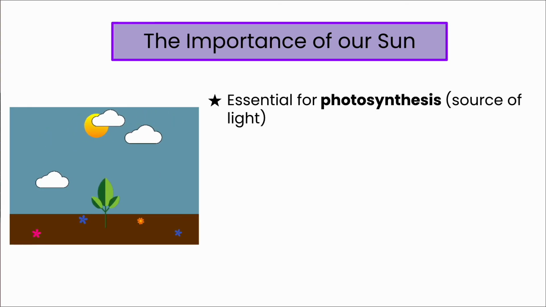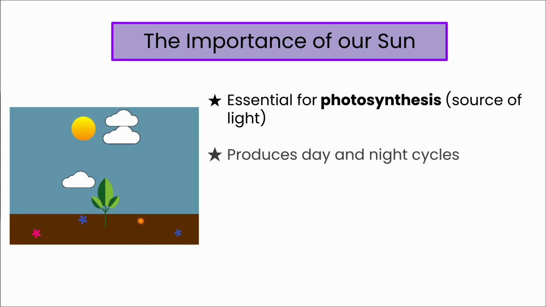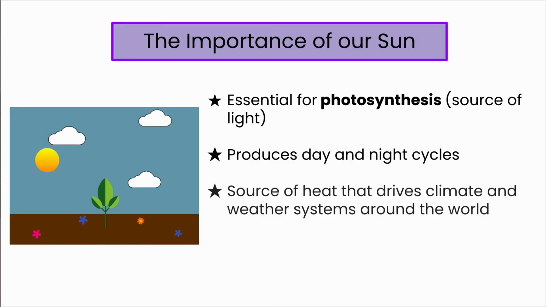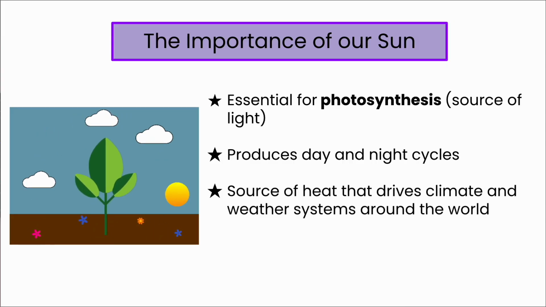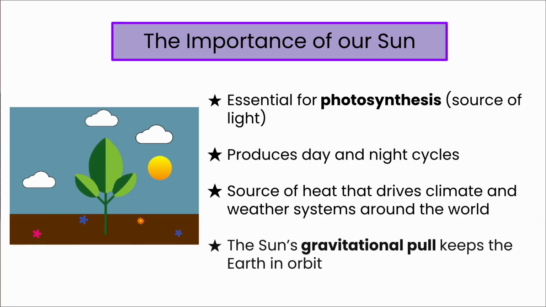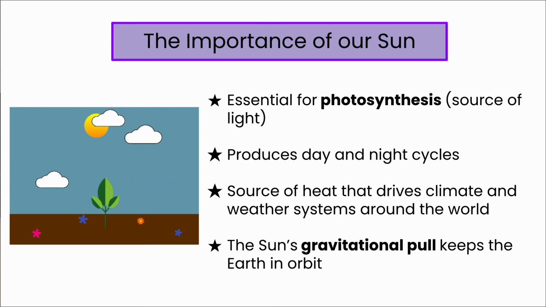Some other interesting facts about the sun and its importance to our life is that it produces day and night cycles for us. It also is a source of heat that drives climate and weather systems around the world. And the sun's gravitational pull helps to keep our Earth in orbit. So now that you know a bit about the sun's characteristics and its importance to sustaining life on Earth, let's move on to our next task.